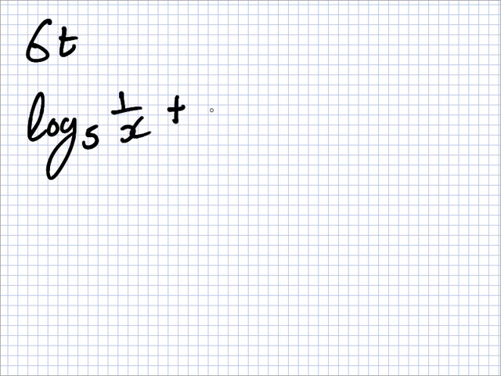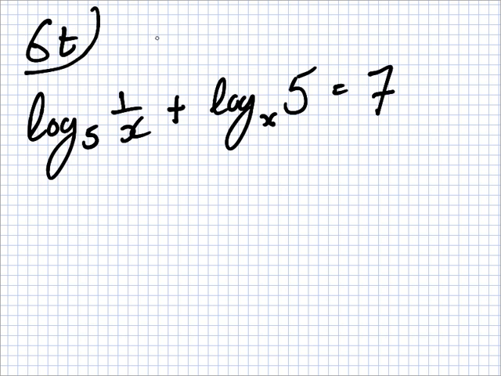Okay, so 6T. What do we got? We got log base 5 of 1 over x, plus log base x of 5 equals 7. Now, before I even begin, I just want to say something about x. What is the restriction we have on x? What is the domain on x? What could x be? Could it be negative?